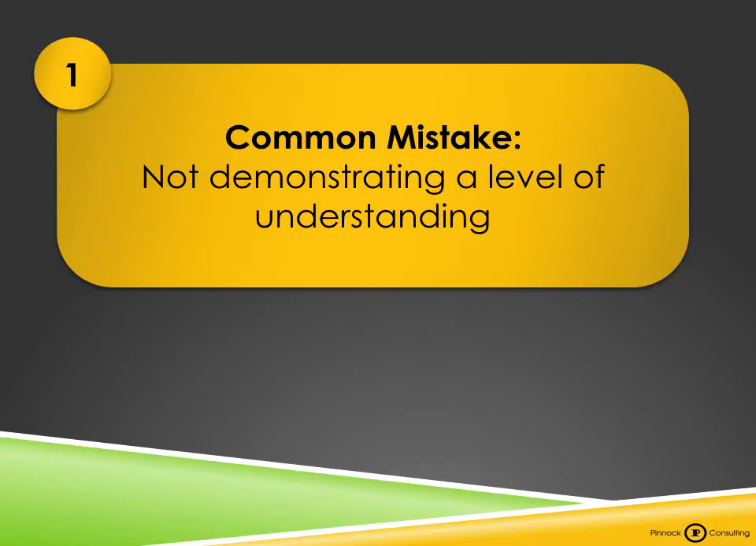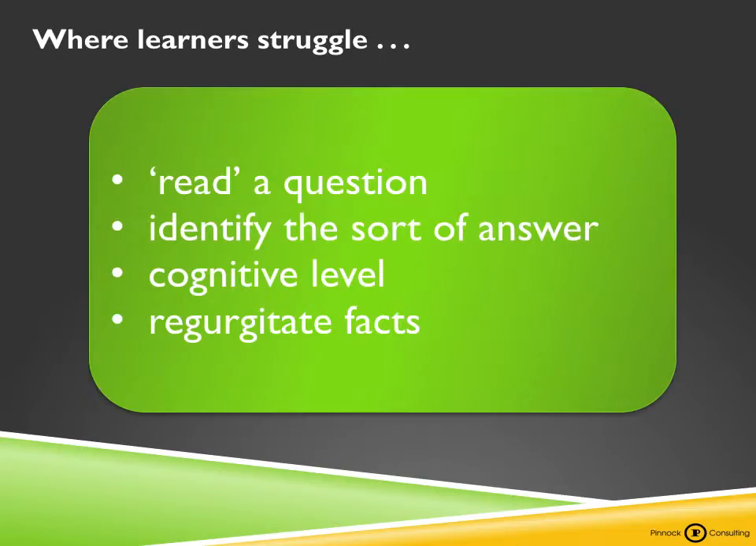The first mistake that learners often make is not being able to demonstrate a level of understanding. Learners struggle with reading the question. They don't read the question correctly. They also don't identify what sort of answer is required. This is often because they don't look at the actual cognitive level required, so they don't answer to the correct cognitive level. Often learners just regurgitate facts. They don't justify their answer.